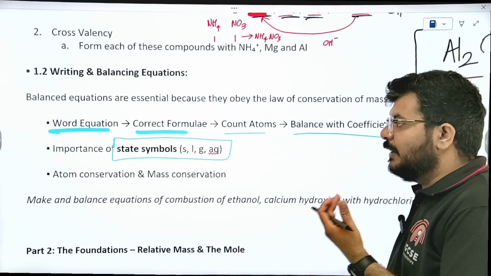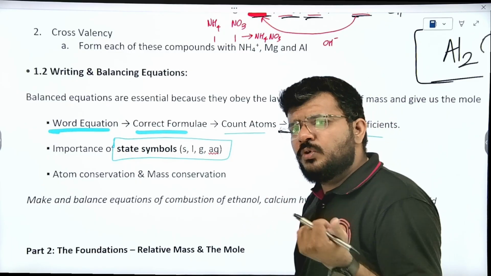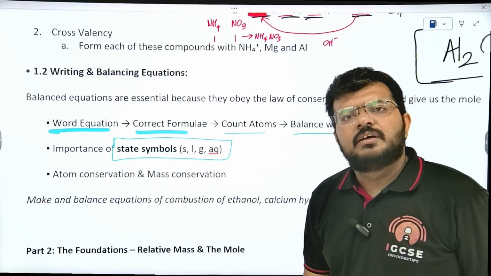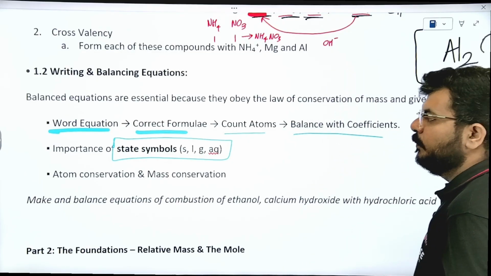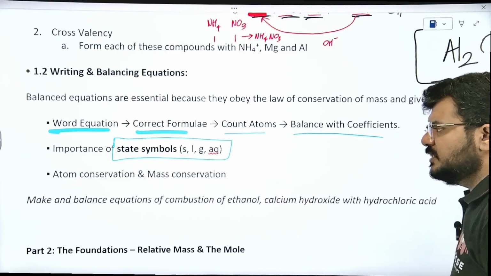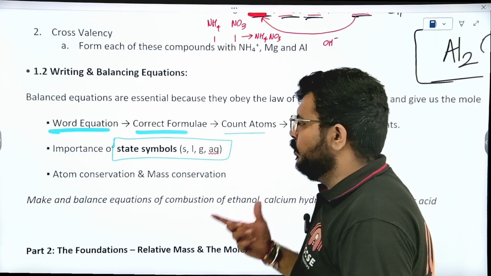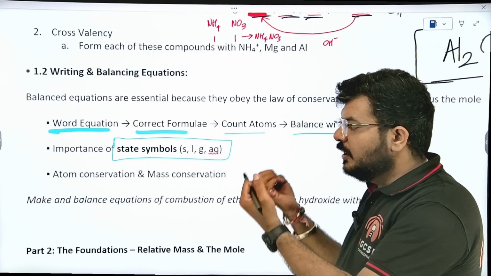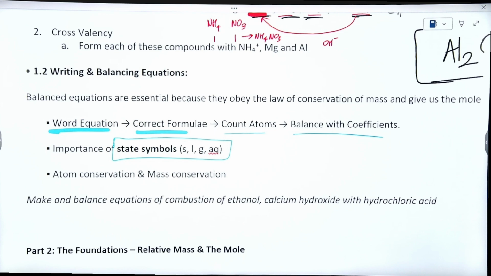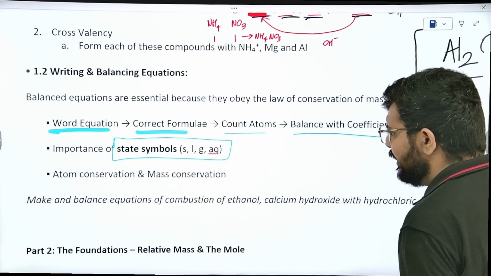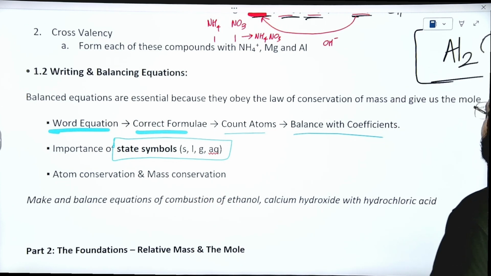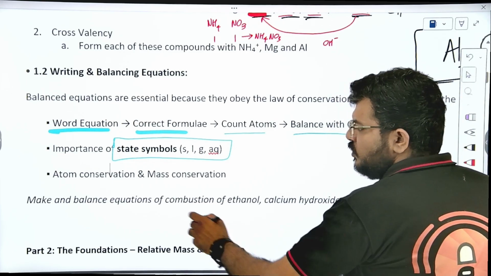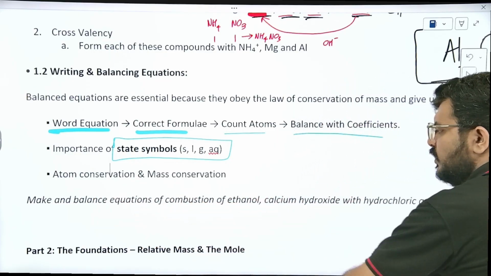I'll also show you ionic equations in this chapter, but more about ionic equations can be understood from the redox and electrochemistry video that is already on YouTube. Right, now the importance of state symbols: solid, liquid, gas and aqueous. Atom conservation and mass conservation is something we will look at to establish a balanced equation. Now there are two balanced equations that I have taken as exercises to solve over here for us to understand this concept. So make and balance the equation for combustion of ethanol.